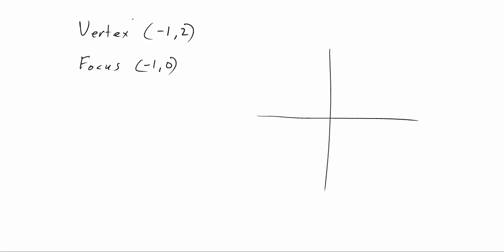Okay, next we have one last example. Here we have the vertex of negative 1, positive 2. And this time we're given the focus, negative 1, 0. And once again, we're going to start by plotting the points. So we have a vertex of negative 1, positive 2. And then we have our focus, which is -1, 0.